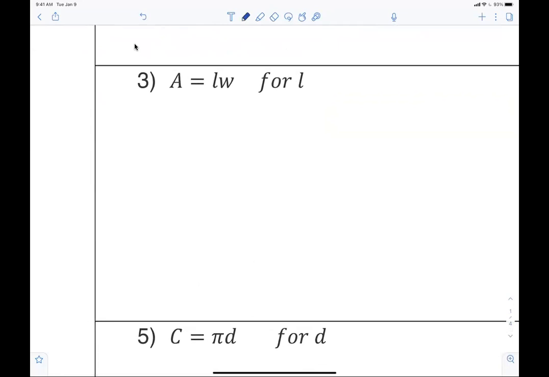Area equals length times width. So if I solve for L, all I need to do is divide by W. So L is equal to A divided by W.